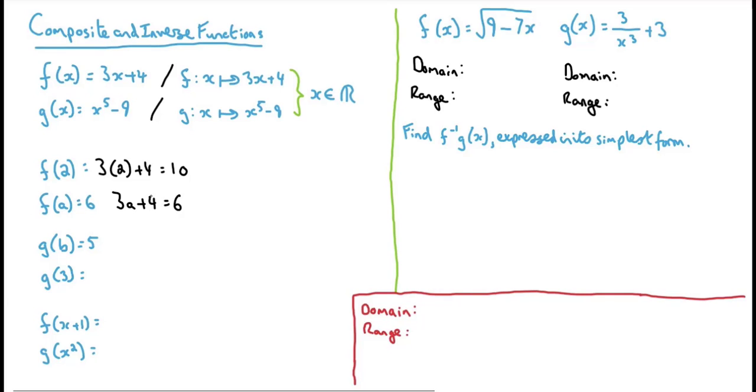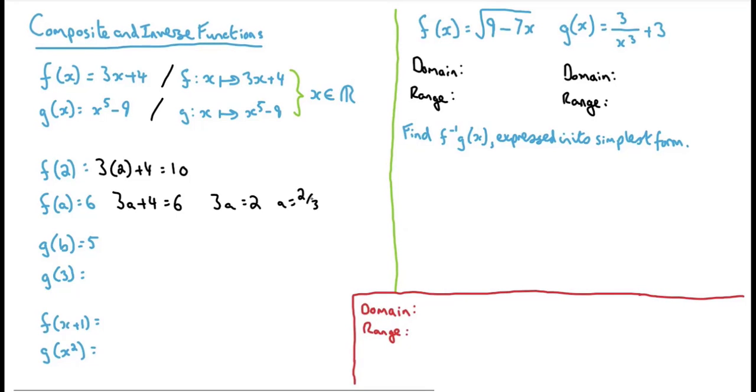To rearrange, you would minus the 4 over, so you'd be left with 3a equals 2, and therefore a equals 2/3. If you then just wanted to check that answer, you could always plug it back into the original. So 3 times 2/3, well, that'll give you 2. 2 add 4, indeed, gives you that 6.